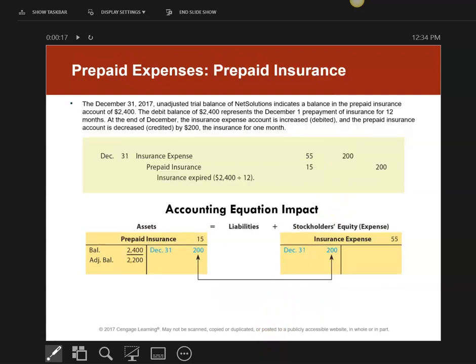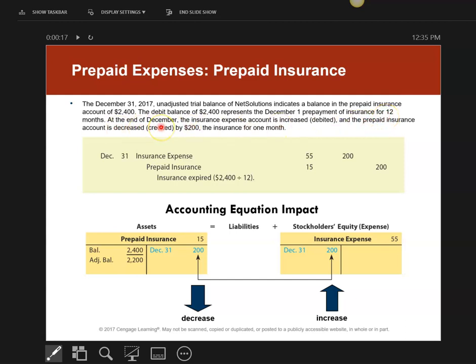Okay, the second prepaid expense is insurance. So what happens with insurance is that I pay ahead of time for a whole year. So on December 31st, the unadjusted trial balance said that prepaid insurance had a total of $2,400. On December 1st, I paid $2,400 for 12 months of insurance. The first thing you should do is calculate how much per month. And then how many months did I use? So 2,400 divided by 12 will give me 200 per month.